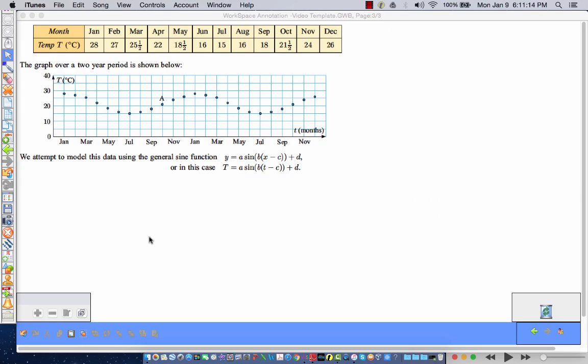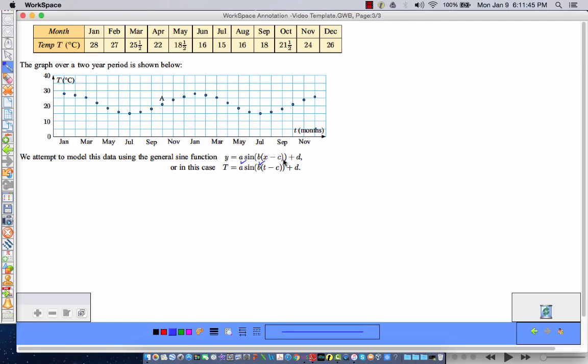So give us some room to work here. We're going to attempt to model the data using the sine function. As we know, the general form of a sine function is a sine b x minus c plus d. In this case, we have temperature on the vertical axis and time in months, t, on the horizontal axis. So we need to find A, B, C, and D. Let's start with the easiest, A, which is the amplitude.